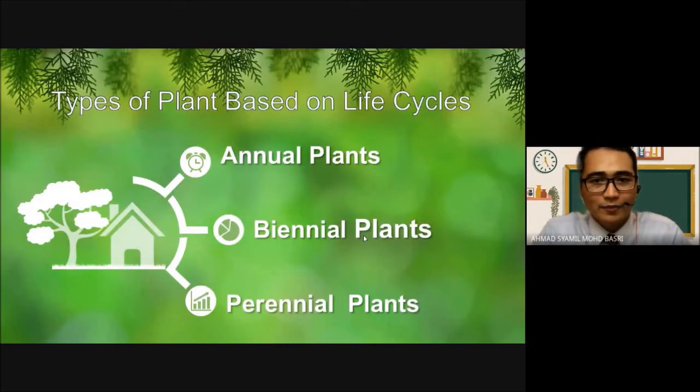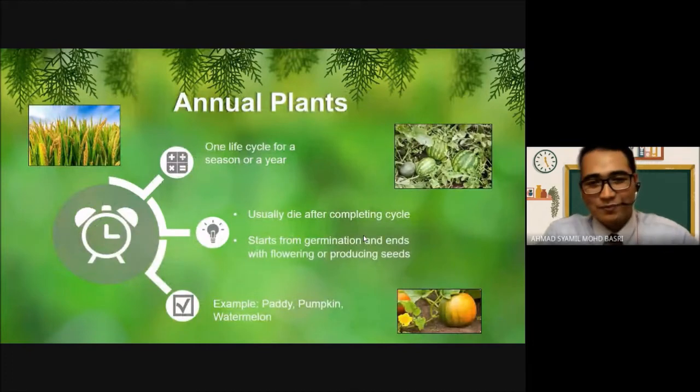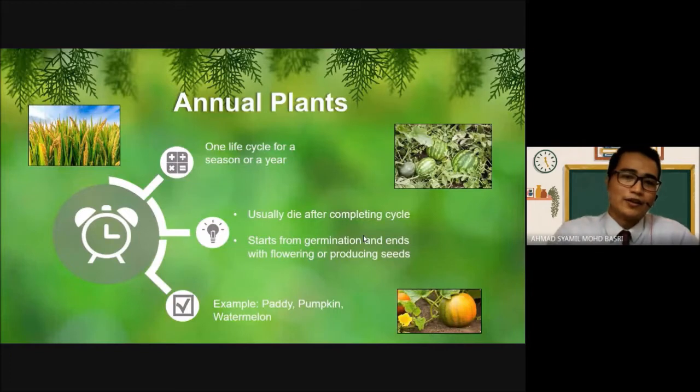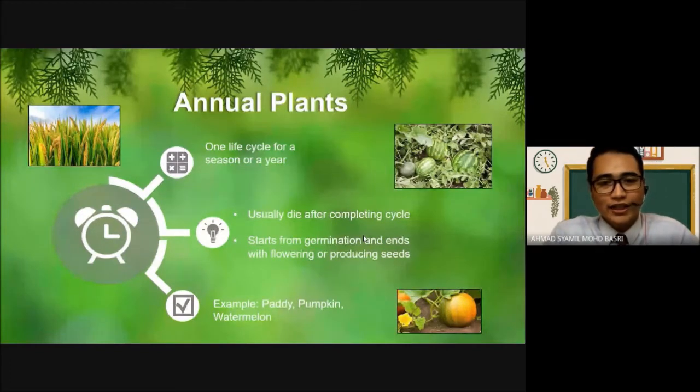Let's see the type of plant based on their life cycle. We have three: the annual plant, the biennial plant, and the perennial plant. We will see each topic in more detail. All right, let's see the annual plant. Annual plants have one life cycle for a season or a year. Depending on the plant, they may complete their cycle in maybe 3 months to 6 months, or even a year.